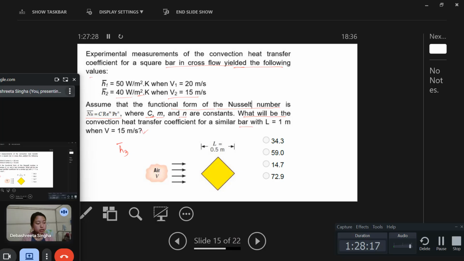So V, the velocity, is given, and L, the length, is also given. First of all, whatever they have given, from there we need to extract what we can. Nu is given as C Re to the power m Pr to the power n. From here we see that C is also constant. This Nu can also be written as h bar L divided by k.